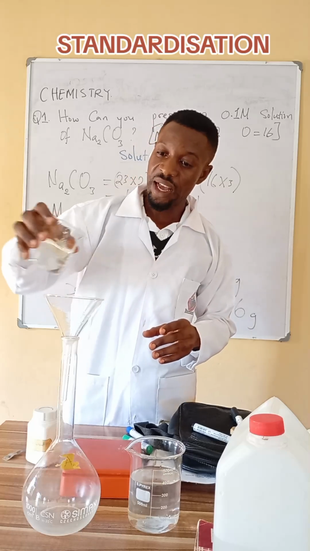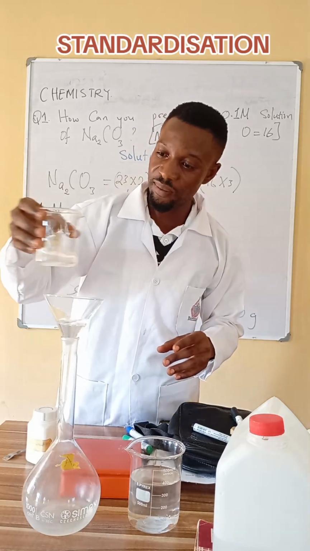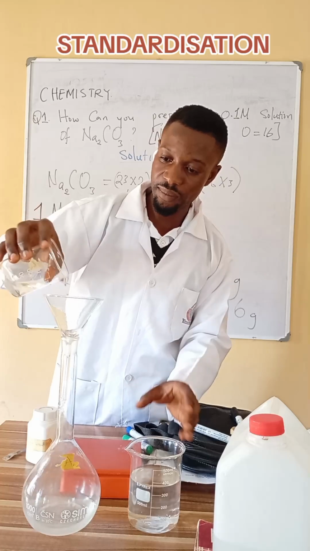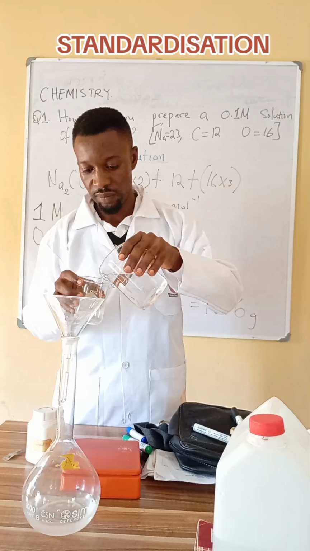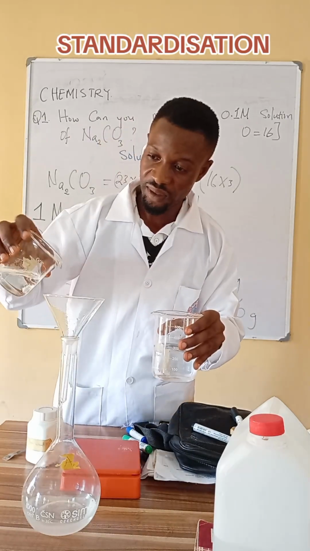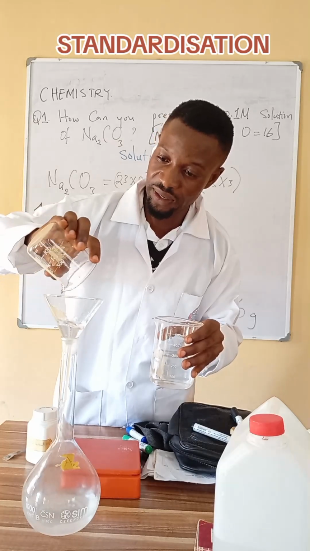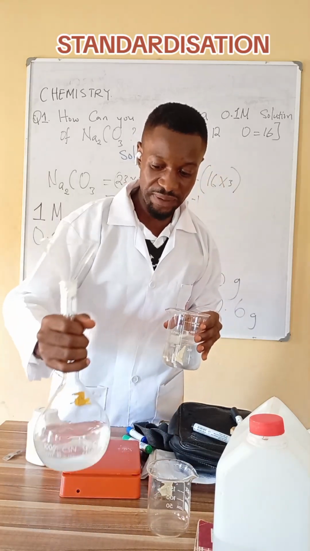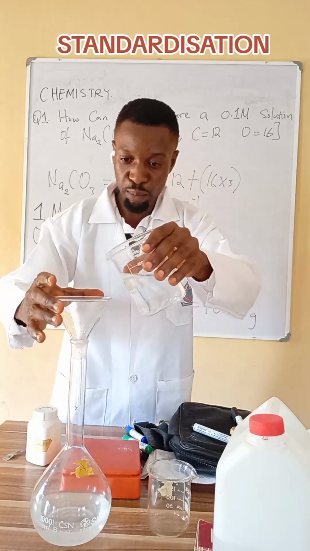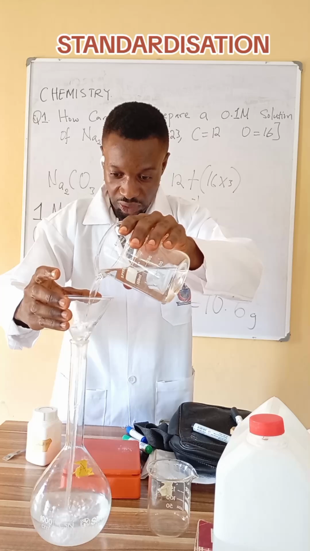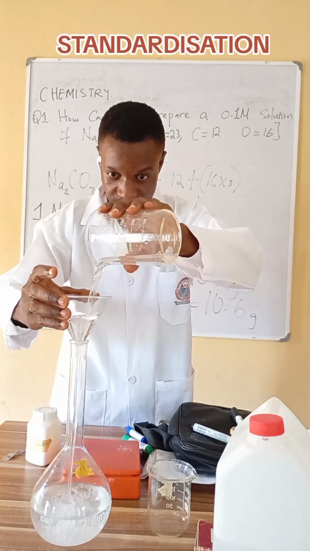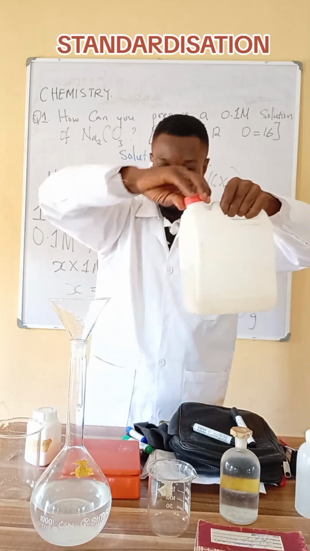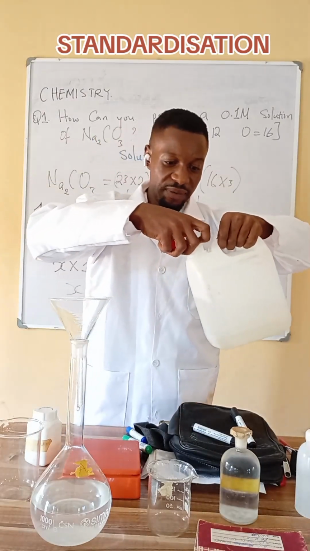Now after dissolving it, I will transfer the content into a standard volumetric flask. I'll rinse it properly and make sure everything is transferred into it. Beautiful. Now that I've transferred it, the next thing I'll do is add this distilled water to it. That is not enough. I'm adding more of the distilled water.